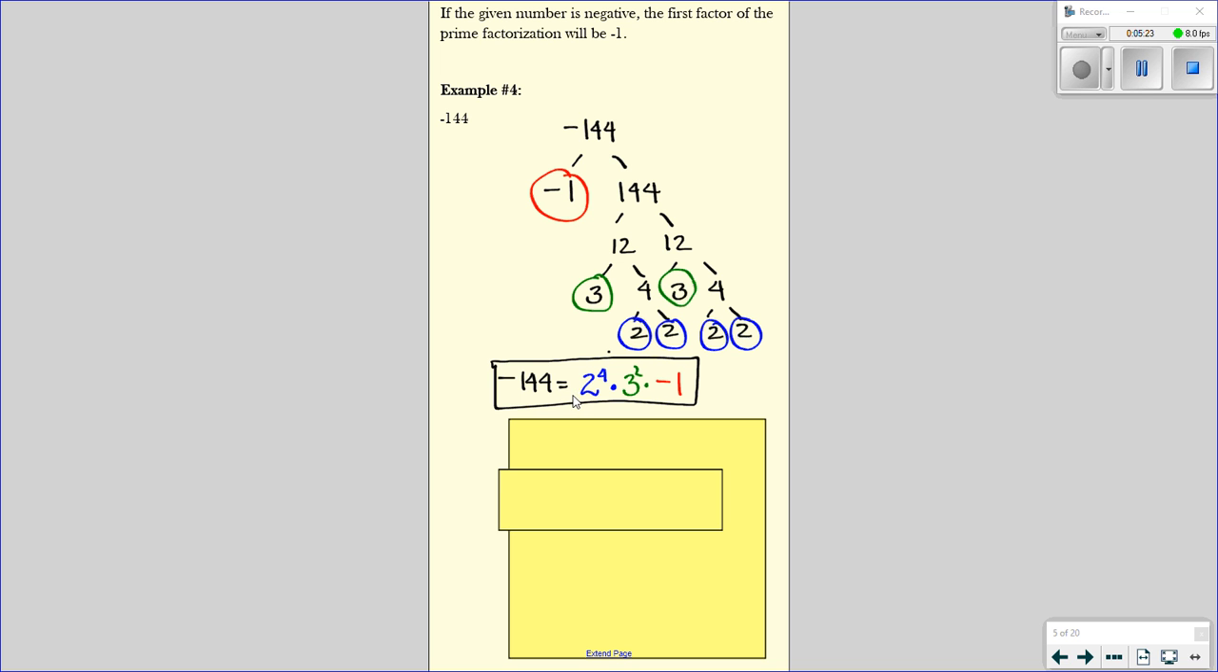So then -144 broken down to its prime factorization is 2 to the 4th times 3 to the 2nd times -1. And if you were to put this in the calculator, it will give you -144. So again, you're just breaking down the numbers into its factors, and then end up with the prime numbers towards the end.